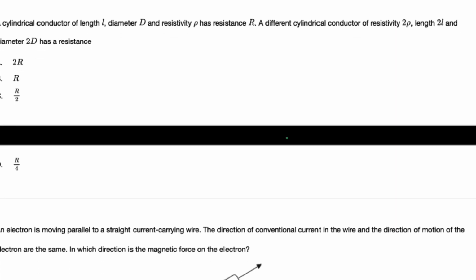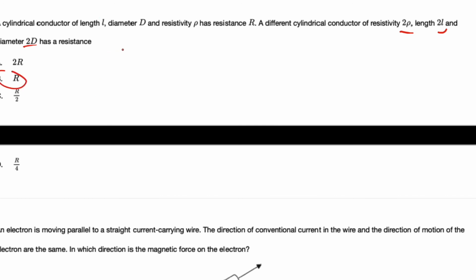A cylinder conductor of length L, diameter D, and resistivity ρ has a resistance R. A different cylinder conductor of resistivity 2ρ, length 2L, and diameter 2D has a resistance of Y. So resistivity is double, so resistance must be double, 2R, and then length is double, so 2R will be double again, which becomes 4R. Diameter is doubled, so area will be multiplied by 4, so 4R divided by 4 will be equal to R.